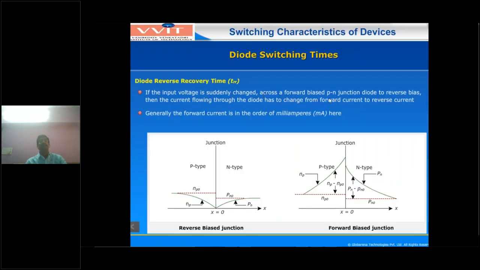So the input is suddenly changed from forward bias voltage to reverse bias voltage. Then how do the minority charge carriers vary? You have to see these diagrams of the minority charge carriers. On the p side, the minority carriers are electrons. See how they disappear at the junction in the reverse bias condition. Similarly, see how the n side carriers disappear at the junction. Similarly, in the forward bias condition, the minority carriers increase at the junction.